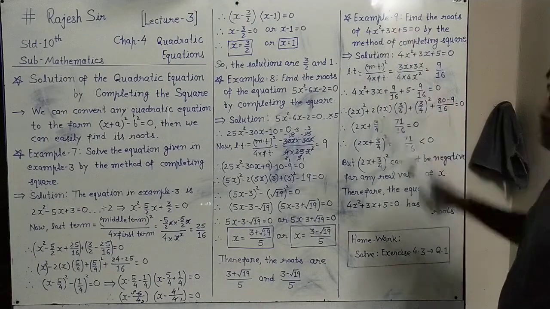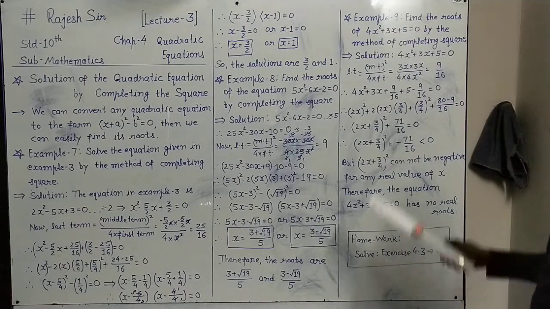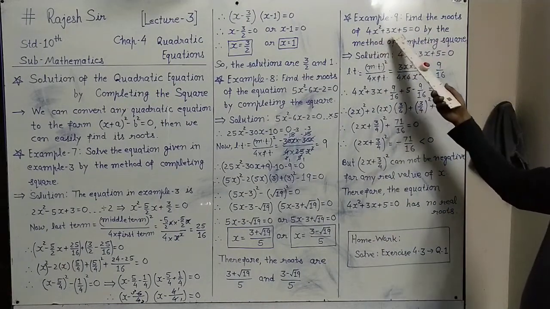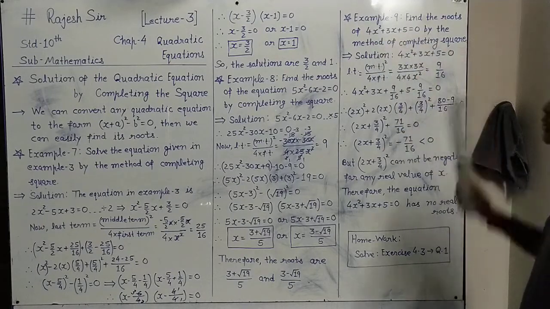Now next example 9 we have. In that also we have to find the roots of 4x square plus 3x plus 5 equals to 0 by the method of completing square.